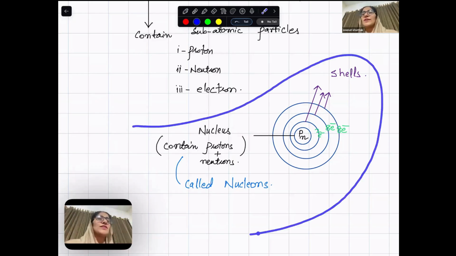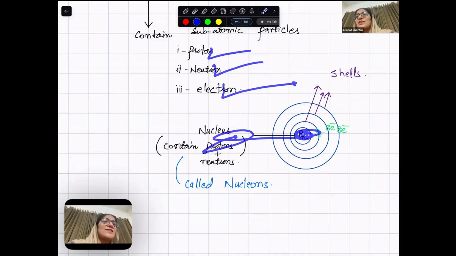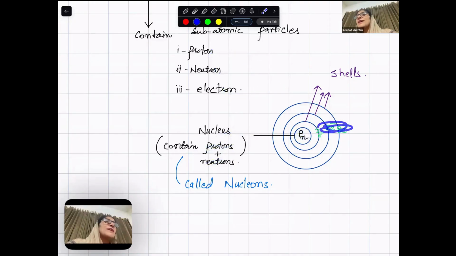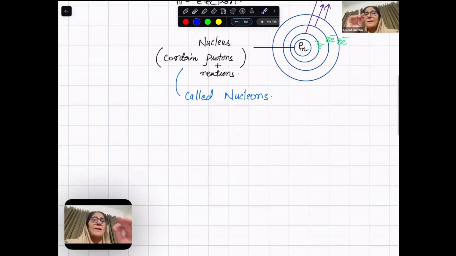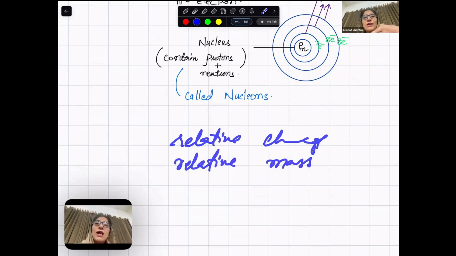So what we are discussing is that an atom contains protons, neutrons, electrons. The protons and neutrons are inside the nucleus. The electrons are in the shells. Right, now next thing. You must know two things: what is the relative charge and relative mass of electron, proton, and neutron.